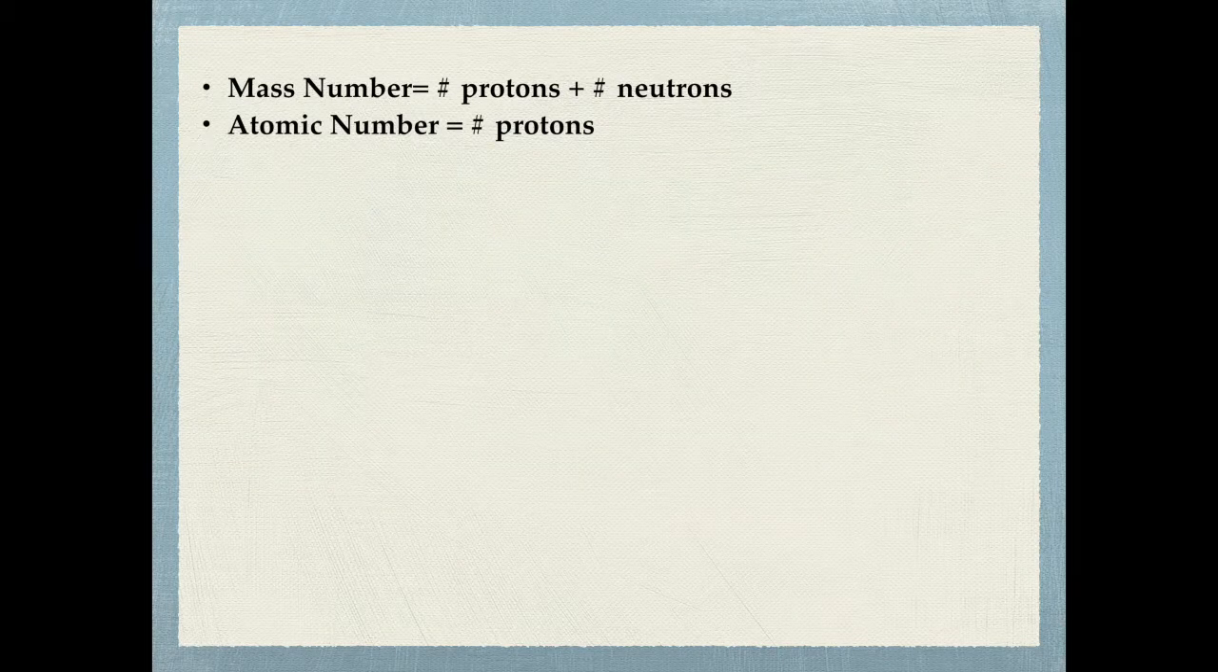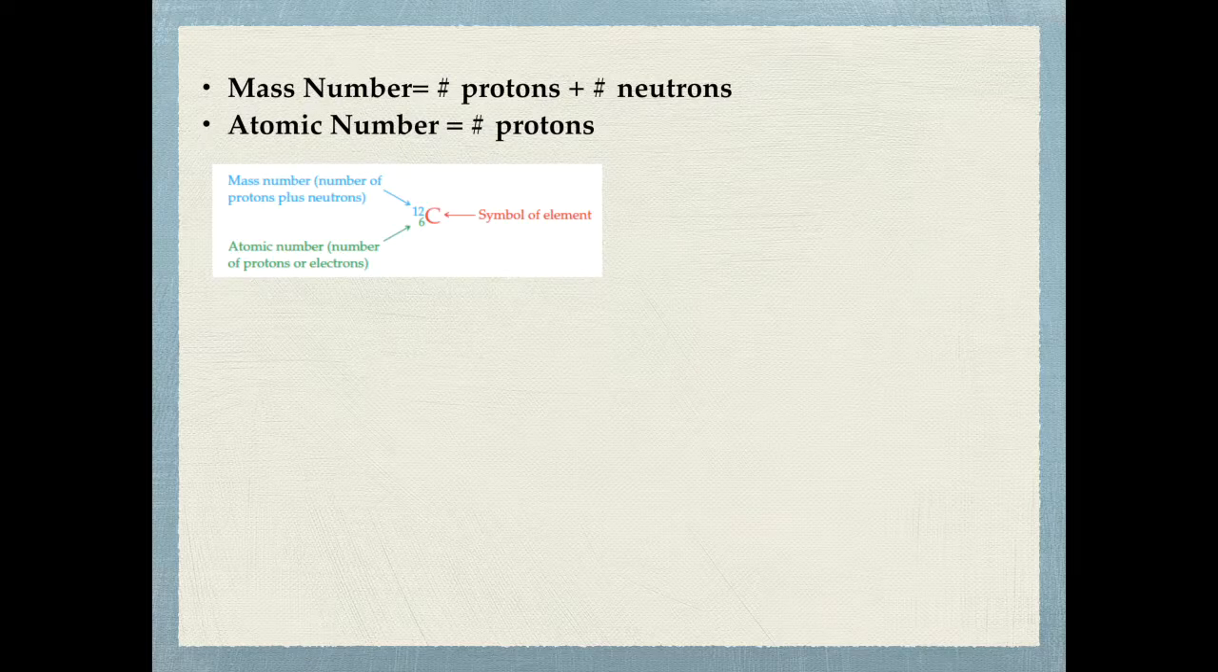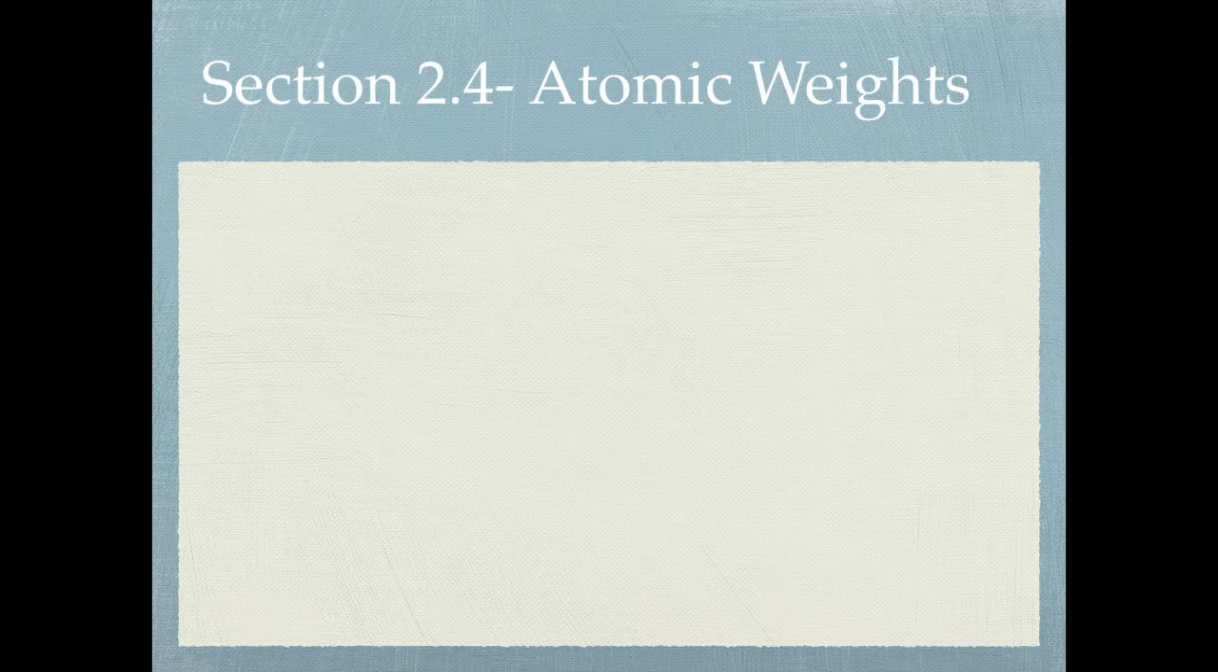So just a couple of review terms. The mass number is the number of protons plus the number of neutrons, and the atomic number is the number of protons. So the way that we write this, we write the chemical symbol for the element on the right-hand side, like carbon. We put the mass number up top, so for example 12, and then the atomic number on bottom. And so the number of protons would be 6, the number of neutrons would be 6, and the mass number would be 12.